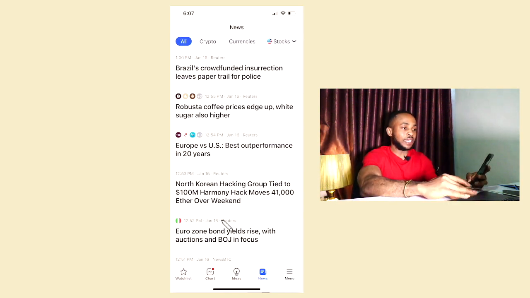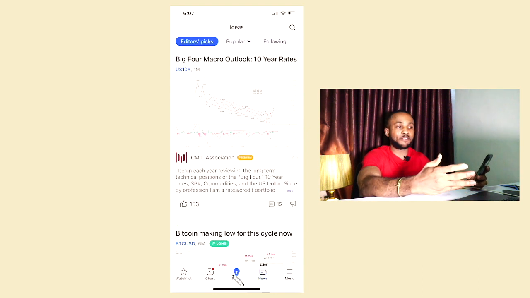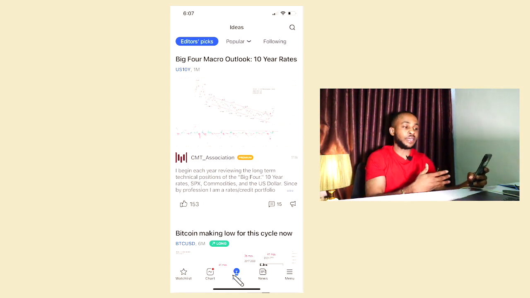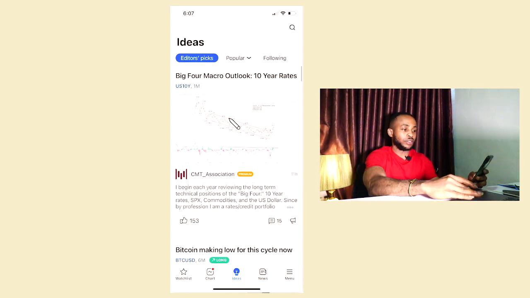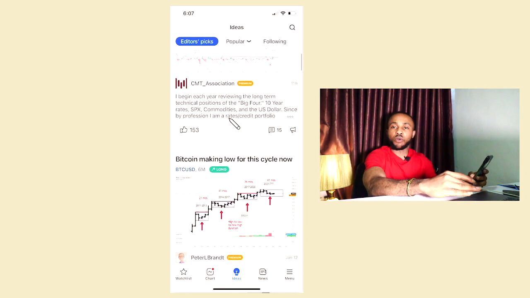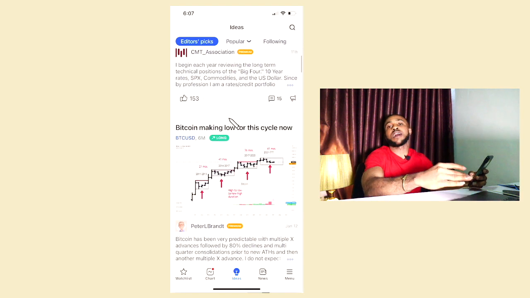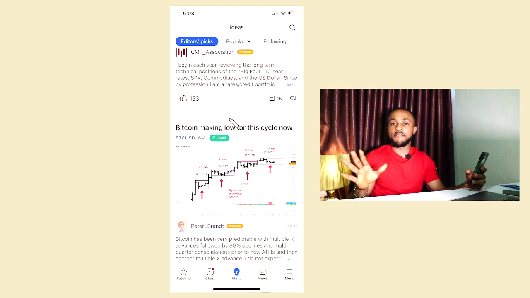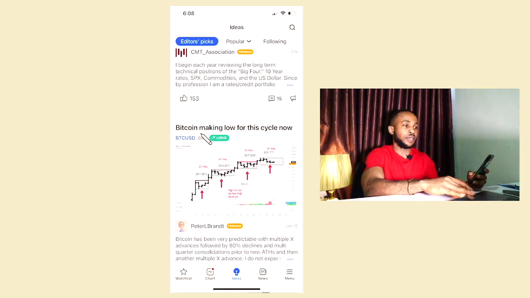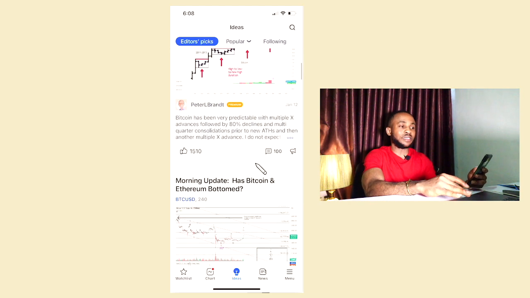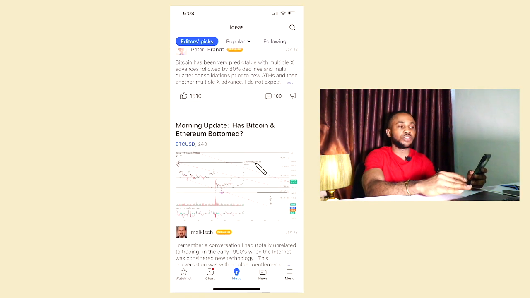We also have ideas. When you come to ideas here, you will see different accounts of different people that have accounts with TradingView. They once in a while post their ideas on different currencies. So you can go through it and look for different ideas on what the best minds are saying about cryptocurrencies and other financial assets. This one is saying Bitcoin making lows for this cycle now. People just post different ideas they have, so you can learn one or two from it.